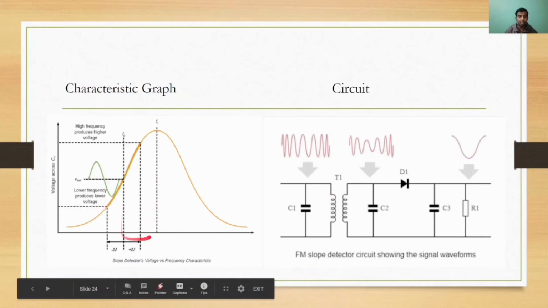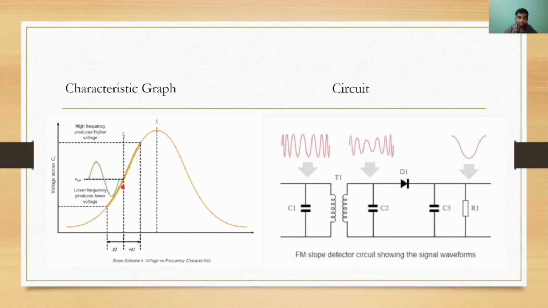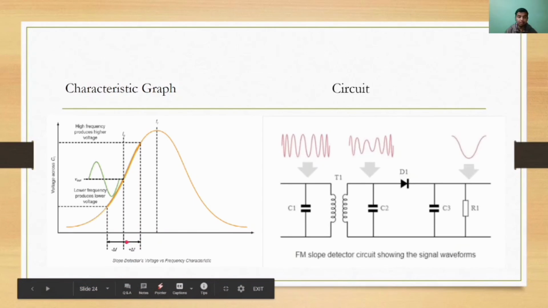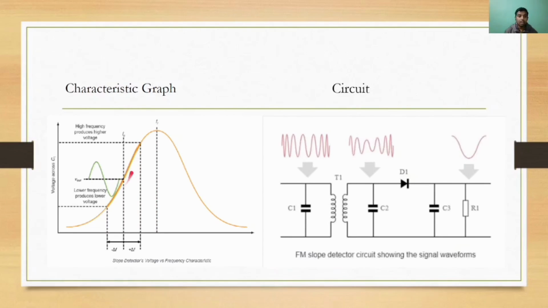As you can see from this graph, this is the resonant frequency, this is the central frequency, this is the highest frequency delta f from the central frequency, this is minus delta f. So we have 2 delta f as our bandwidth. As you can see from this graph, the higher the frequency below the resonant frequency, the more voltage we get. So below the resonant frequency, voltage is directly proportional to frequency.